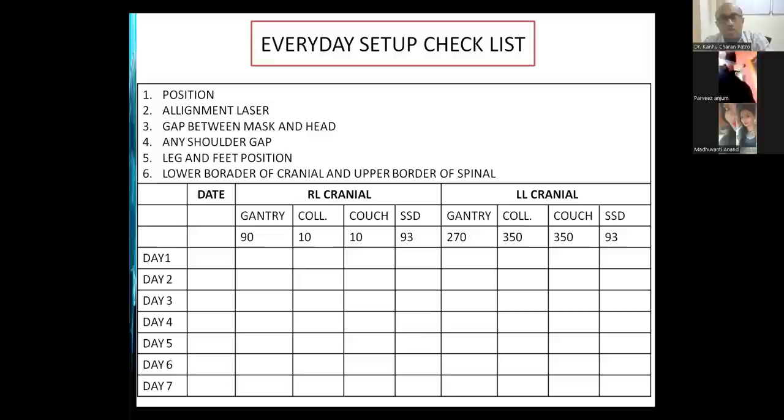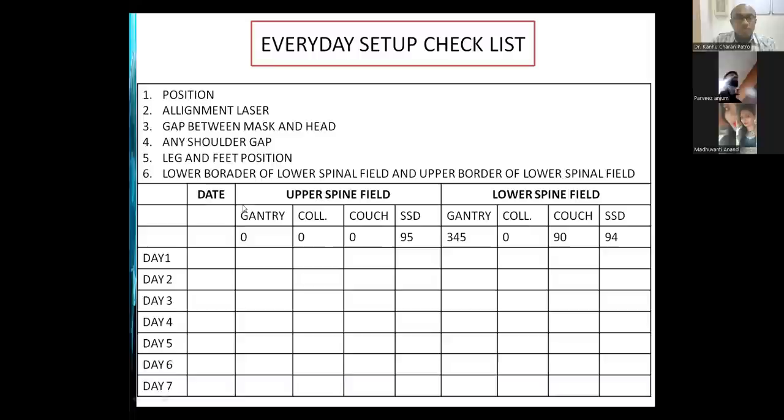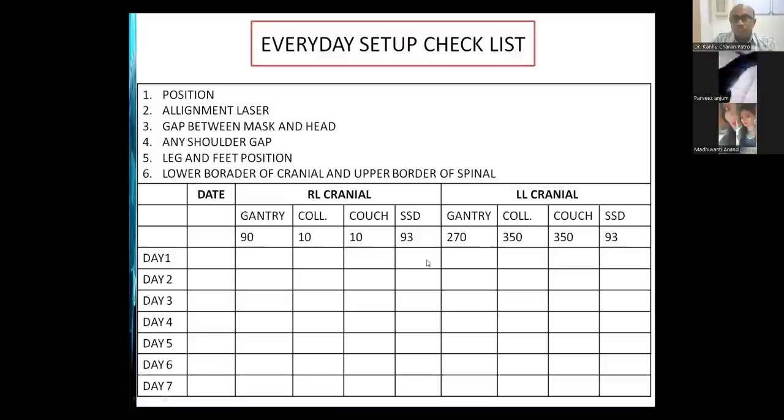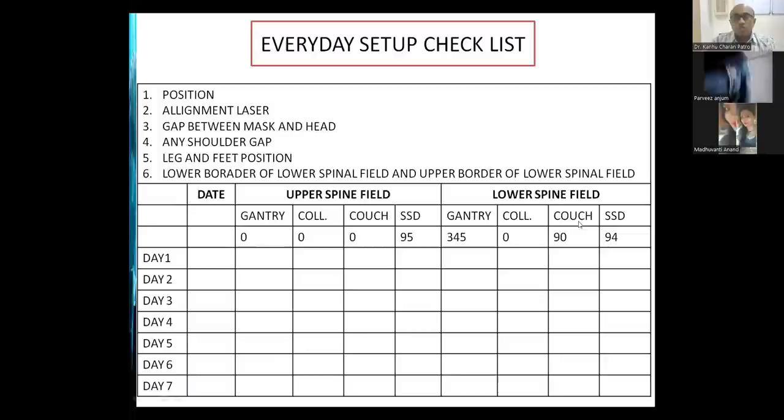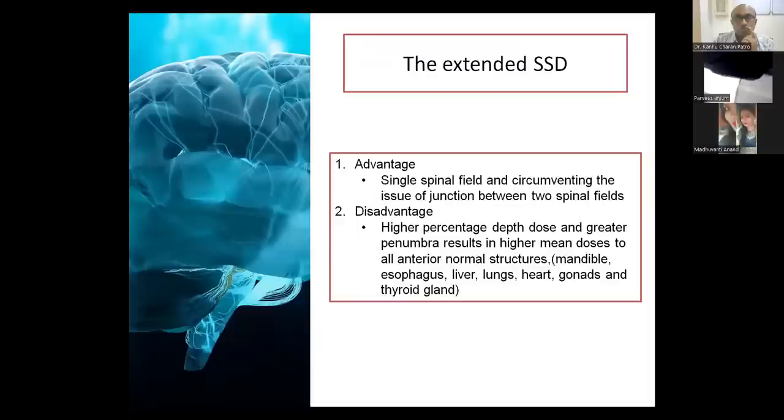Again, spine field with the lower spine and upper spine. Again, same thing you have to see, and you have to see the couch. You can see here, collimator and couch are rotated, SSD is 93. Again, this is the collimator and couch. When upper spine field, lower spine field also, you have to see what collimator, what couch, everything you should monitor properly. And this format you can practice at your institution.